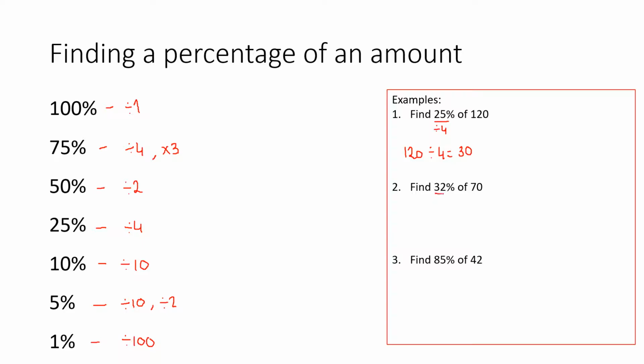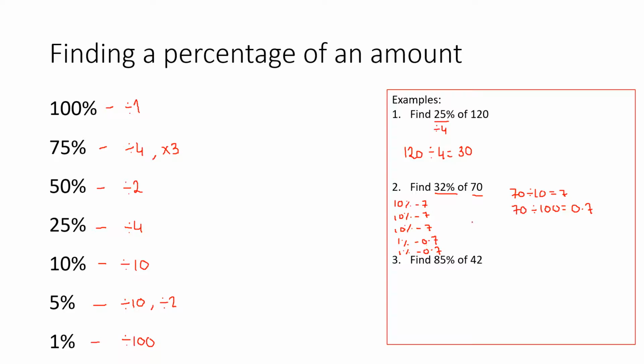Question 2 says find 32% of 70. So I'm going to split that 32 into 5 different bits. I'm going to do 10% 3 times to find 30, and then 1% twice to find that 2%. So I know that to find 10%, what I have to do is divide by 10. So 70 divided by 10 gives me an answer of 7. So this one's going to be equal to 7, and so is that one. And then to find 1%, I have to do 70 divided by 100, which gives me an answer of 0.7. So each of my 1% is going to be 0.7.